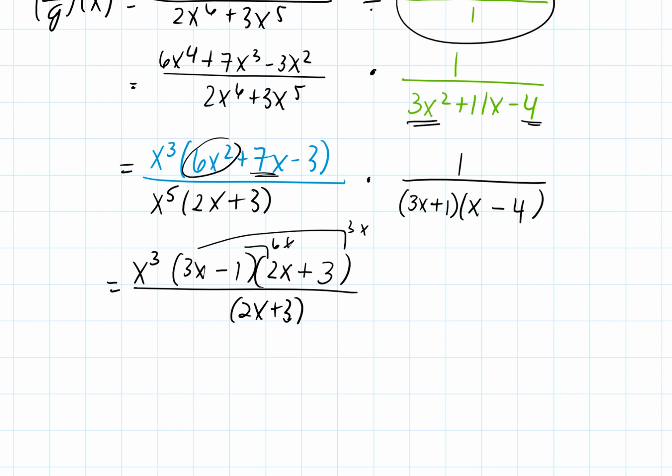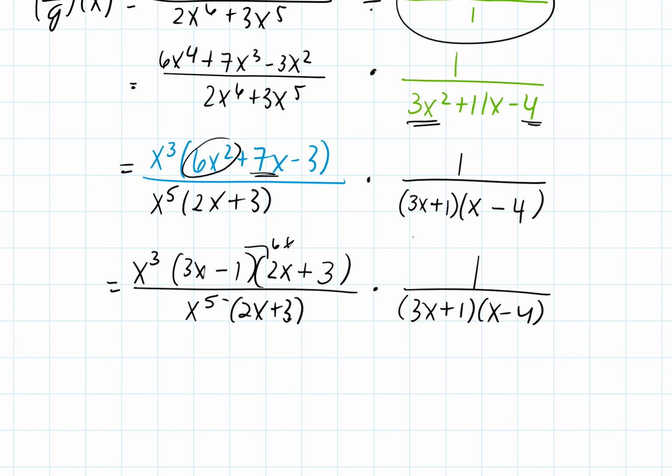If you're not convinced, x to the 5th is the same as x minus 0 to the 5th, right? 1x minus 0 is clearly linear. I'll change it back. So this is just x to the 5th. And this is 1 over 3x plus 1 times x minus 4. Let's clean it up. Okay, does anything cancel out? Yes, thank goodness. Otherwise, this was going to be nasty.